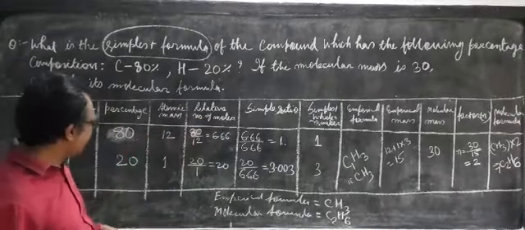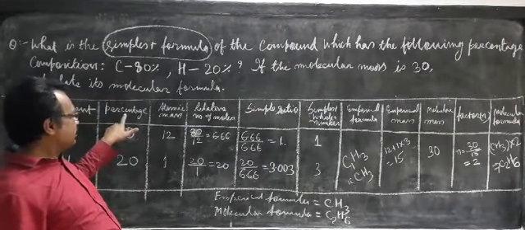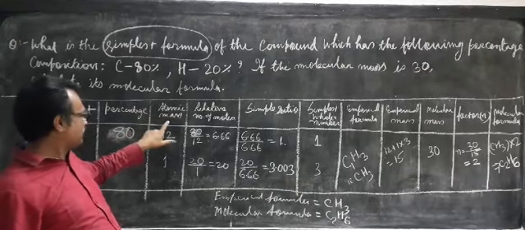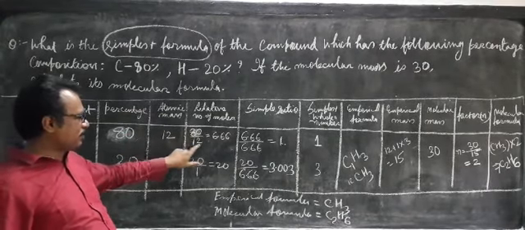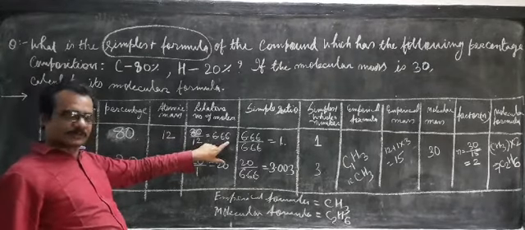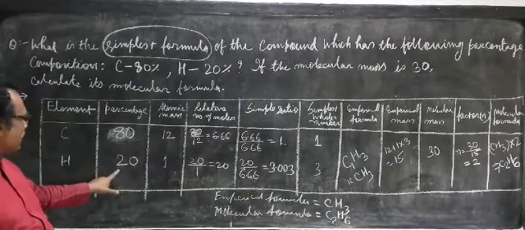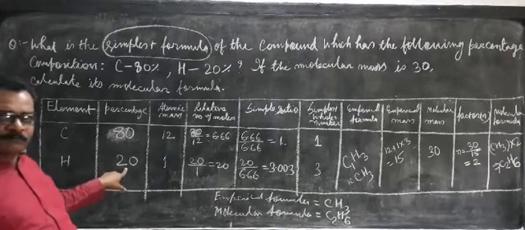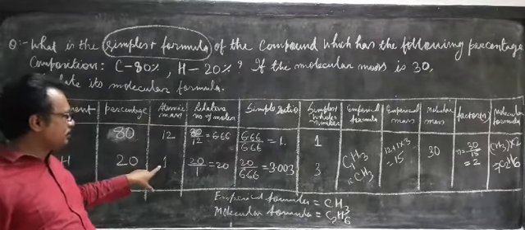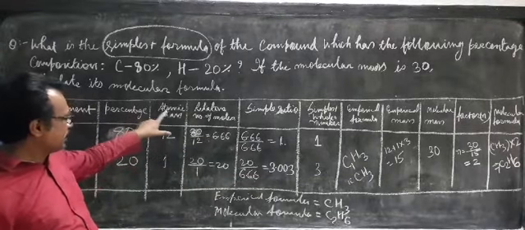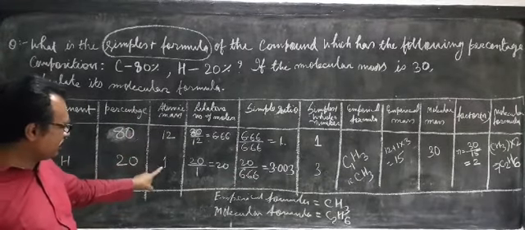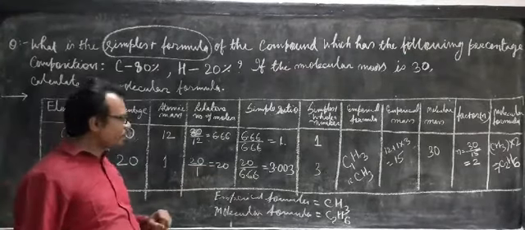So how to find the relative number of moles? Percentage should be divided by atomic mass. So percentage 80 divided by atomic mass 12, how much are you getting? 6.66. Now for the second element, the percentage is 20 and the atomic mass is 1. Percentage divided by atomic mass, so 20 divided by 1, you get 20.